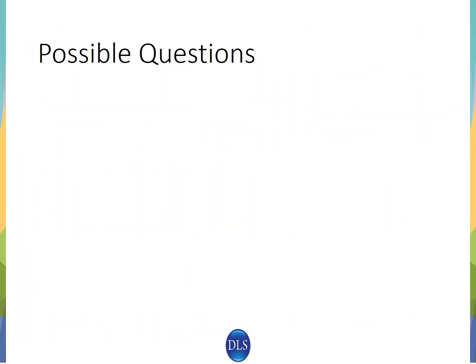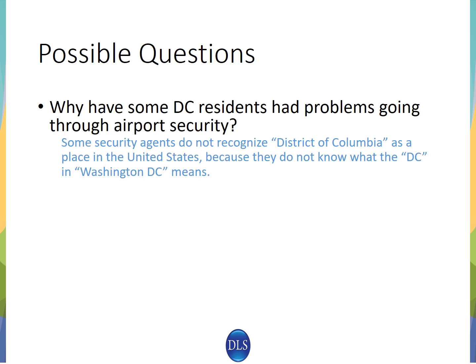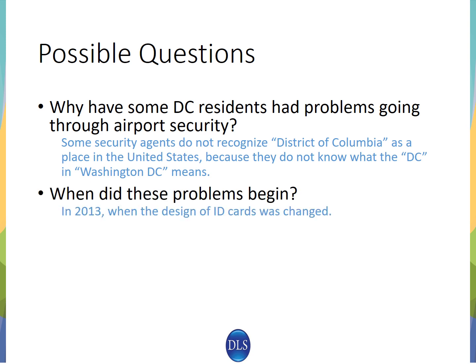There are many questions you might have come up with for this article. Here are some possible questions with their answers. Why have some DC residents had problems going through airport security? Some security agents do not recognize District of Columbia as a place in the United States because they do not know what the DC in Washington, D.C. means. When did these problems begin? In 2013, when the design of ID cards was changed.